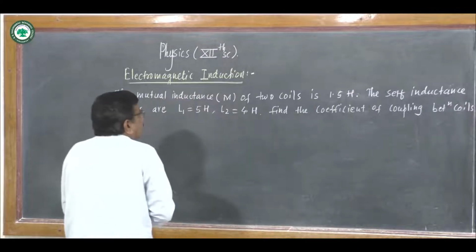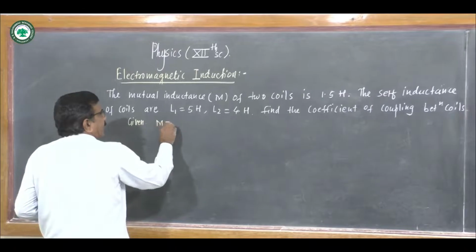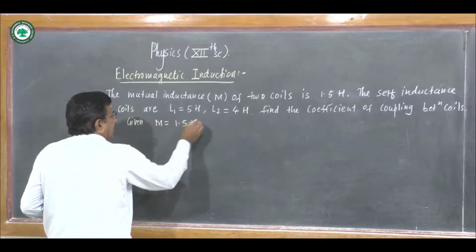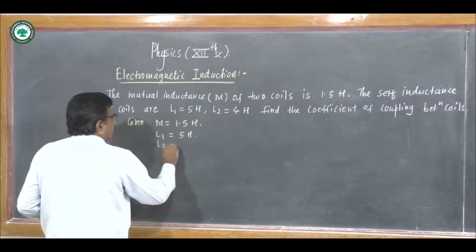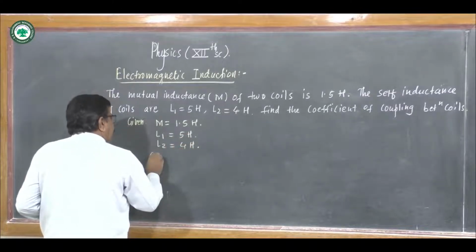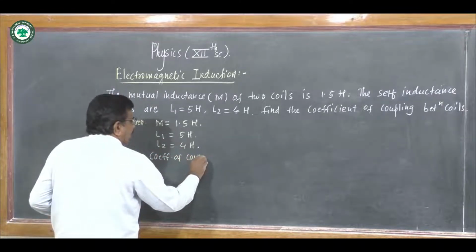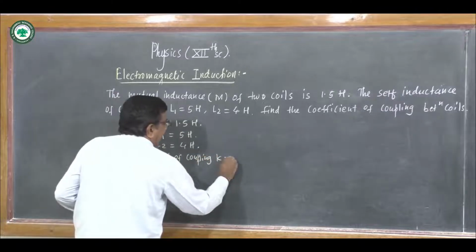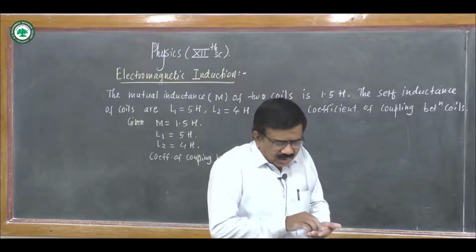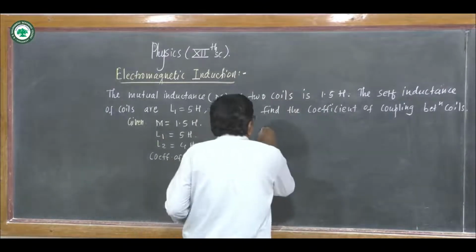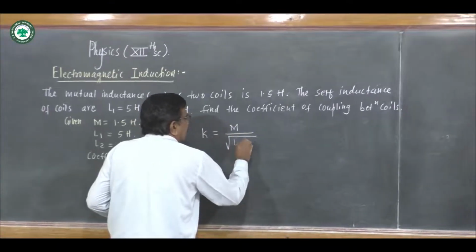See here, M is given, that is 1.5 Henry, L1 is 5 Henry, L2 is 4 Henry, and we have to find the coefficient of coupling. We denote it by K. Very simple formula. We know the coefficient of coupling K is M upon under root of L1 L2.